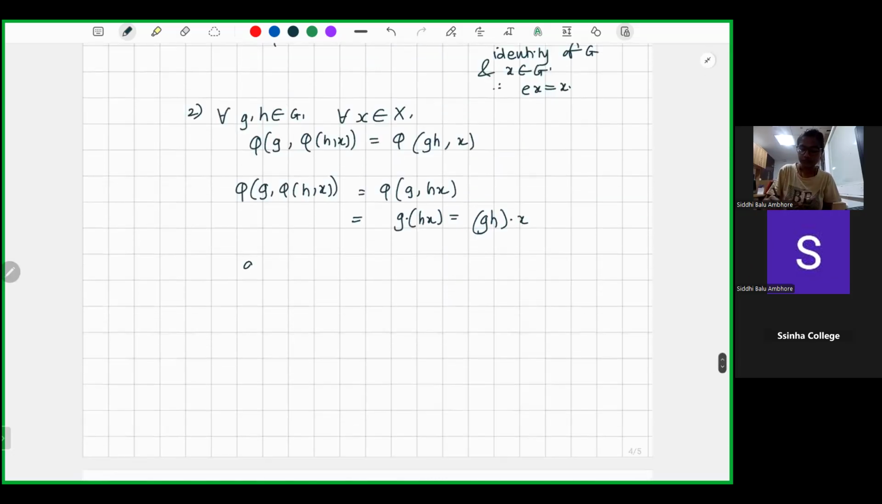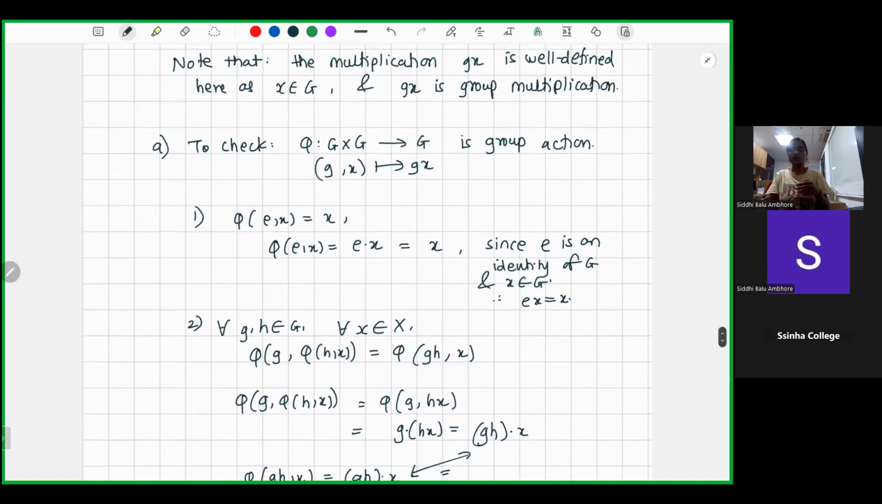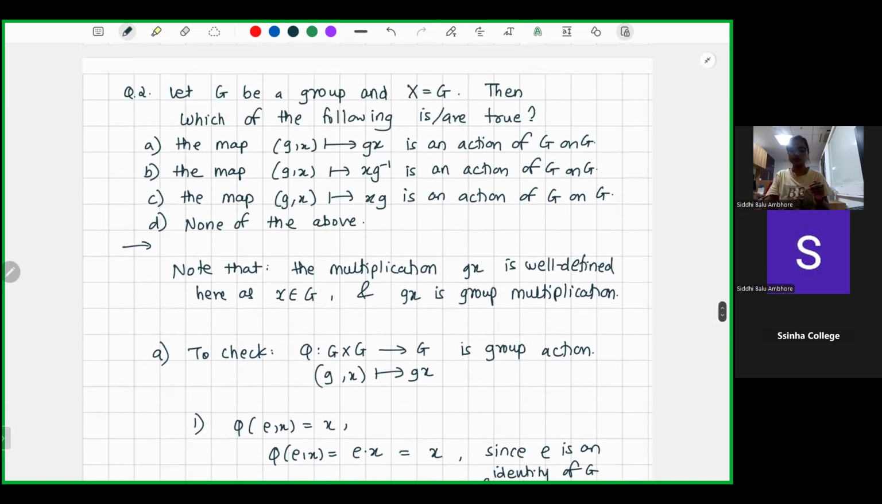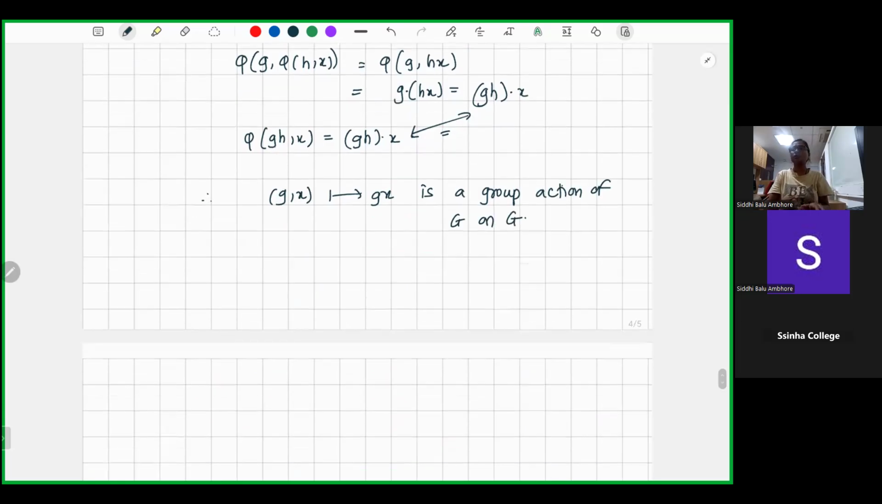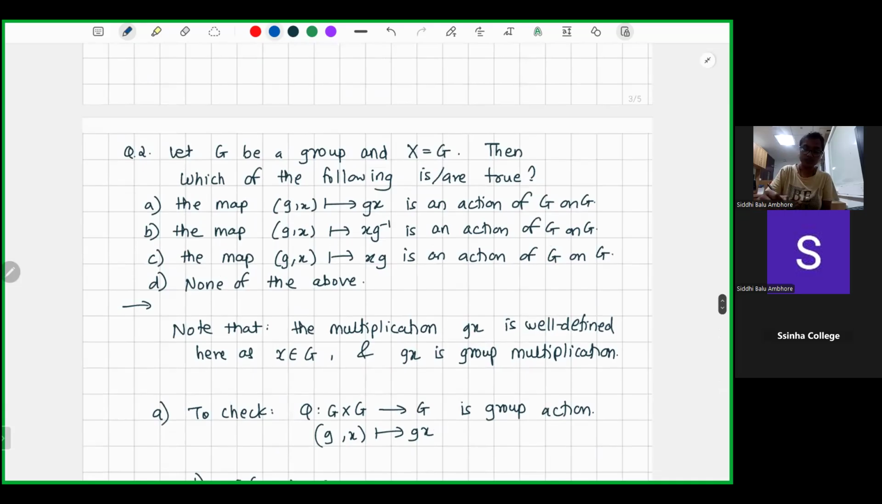And what is my phi of GH comma X? It is GH into X. And these two things are equal. Okay, so this multiplication is actually a group action. Therefore, G comma X going to GX is a group action of G on G itself. Okay, so I hope this one holds.